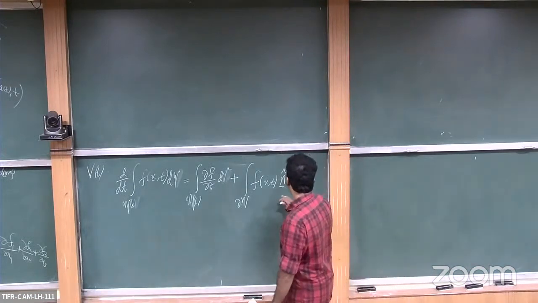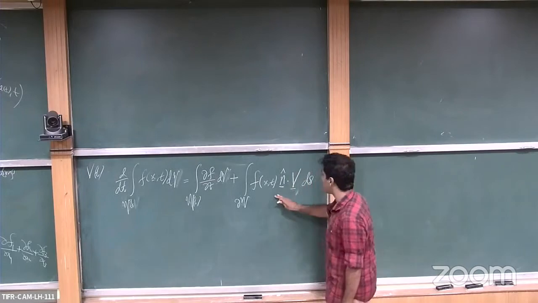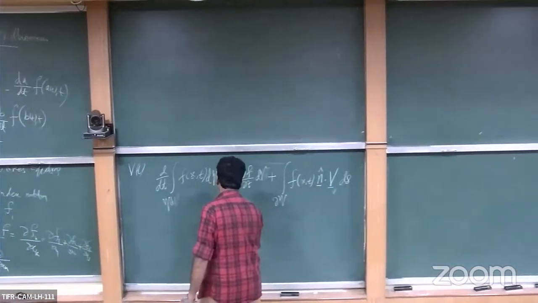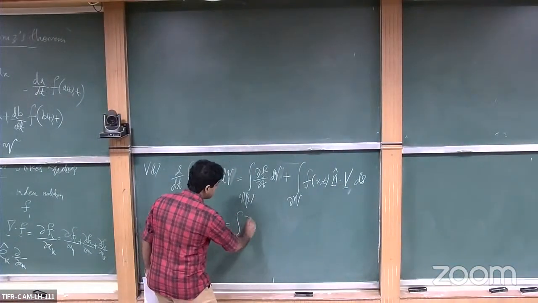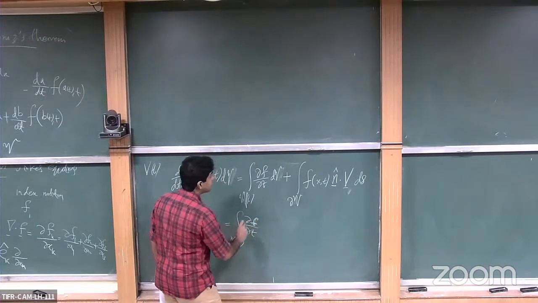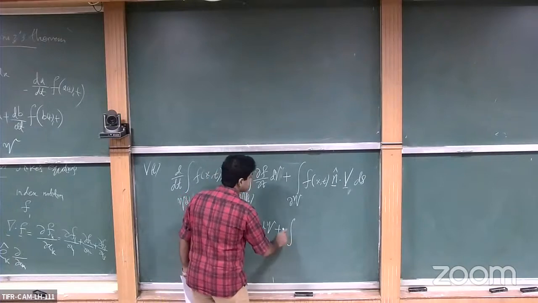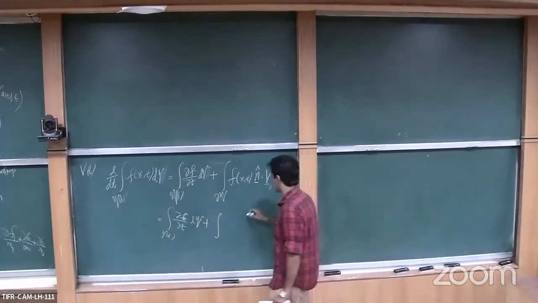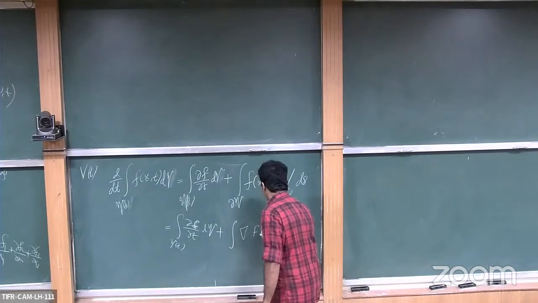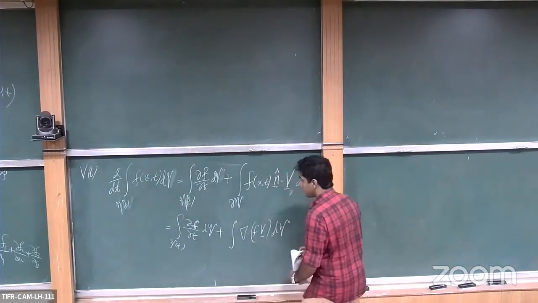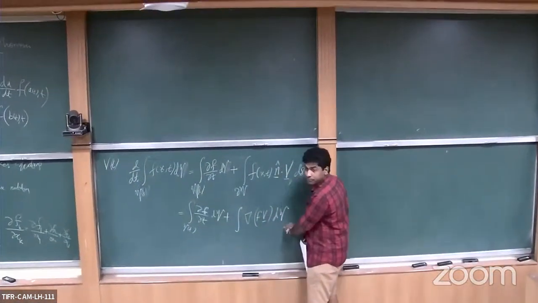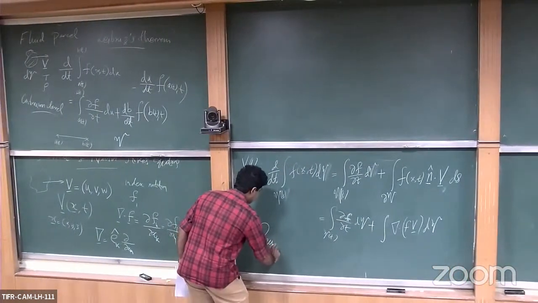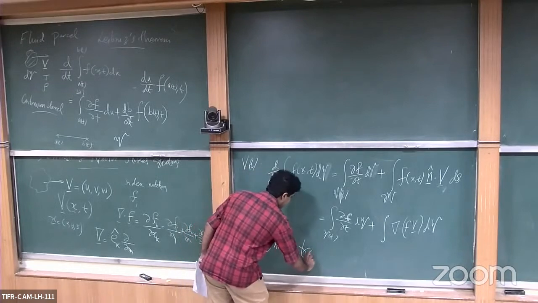I can simplify this now using Gauss's divergence theorem. If I apply the divergence theorem here, this becomes the divergence of f times v. The whole thing can be written as the time derivative of f plus the divergence of f v, integrated over the volume. This relationship is popular in fluid dynamics. This is called the Reynolds transport theorem.